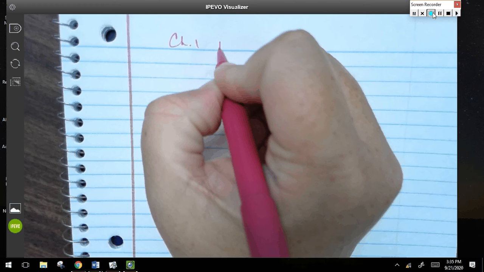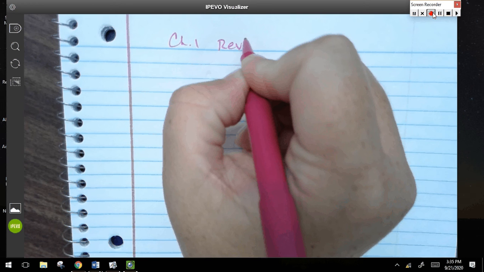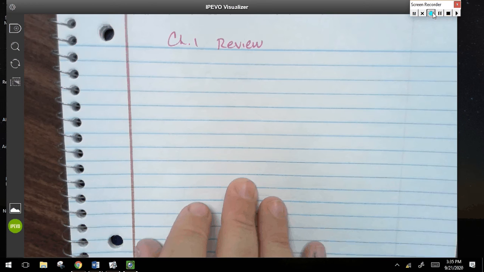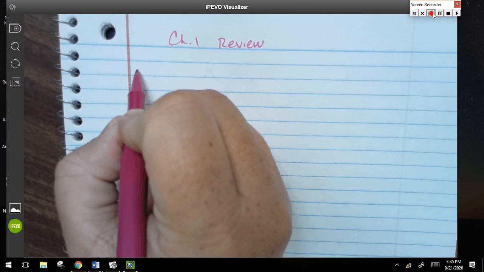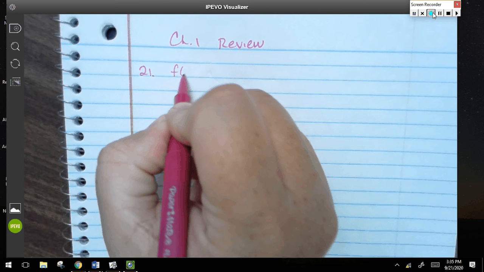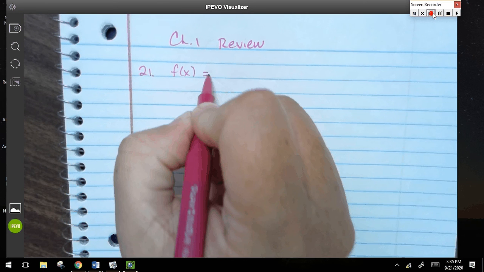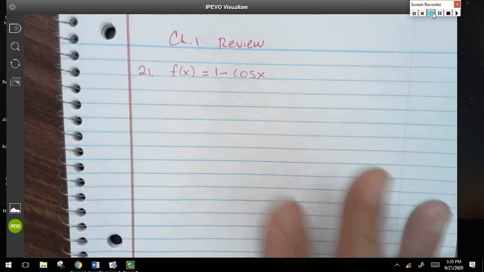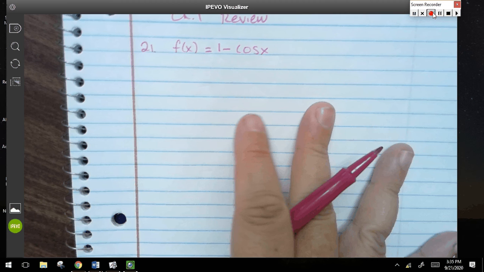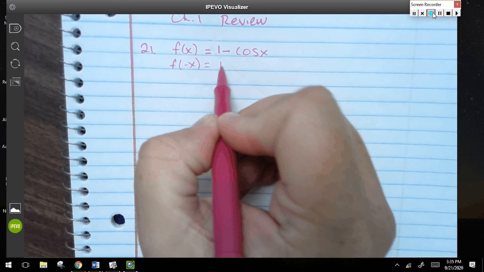So this is a few of the questions I asked from the chapter 1 review. You asked for 21 through 25. Number 21 asks us to tell, and I'm just going to change this to f of x, whether this is even or odd and why. The way I show even or odd or any kind of symmetry is I plug in a negative x here, and I get 1 minus the cosine of negative x.